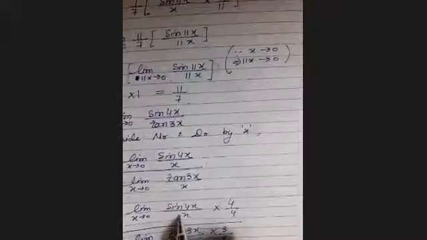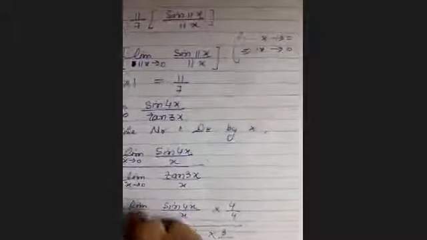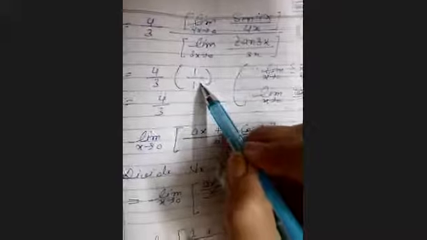Limit x tends to 0, sine 4x upon tan 3x. Divide numerator and denominator by x. After dividing it, we are getting this. Here 4 is required, that's why we multiply and divide by 4, and 3 is required, that's why we multiply and divide by 3. And by some arrangements, we are getting 4 by 3 outside, and sine 4x upon 4x, when 4x tends to 0, is 1, and similarly here it is 1. Therefore, we are getting the limit of this function as 4 by 3.